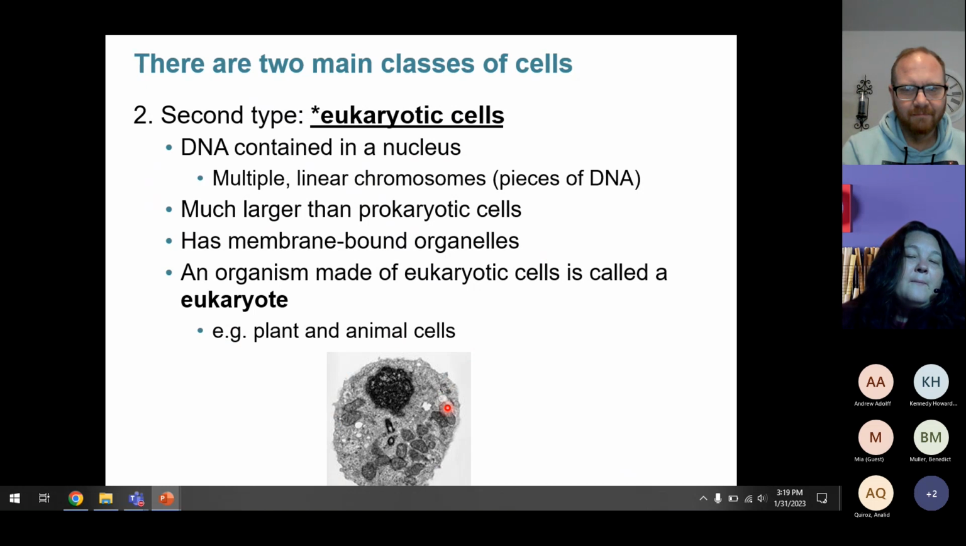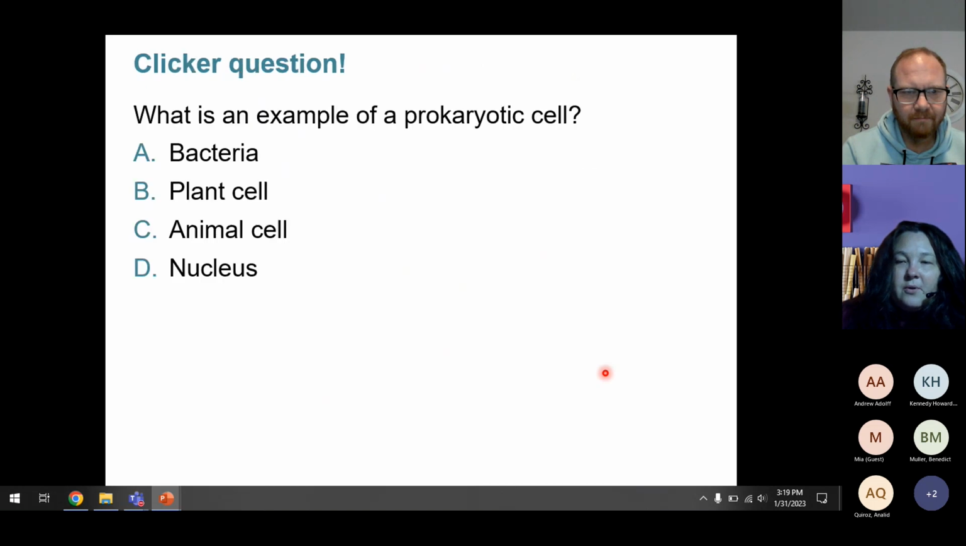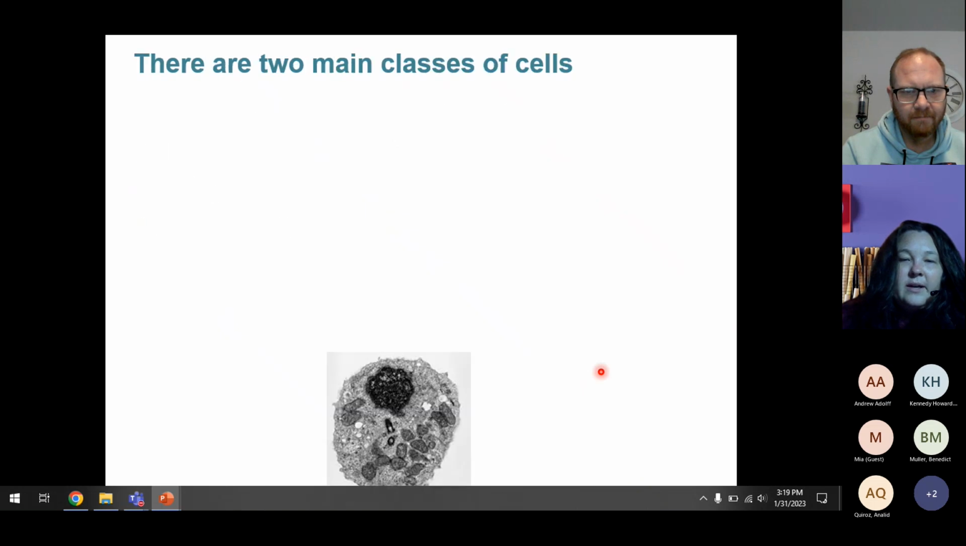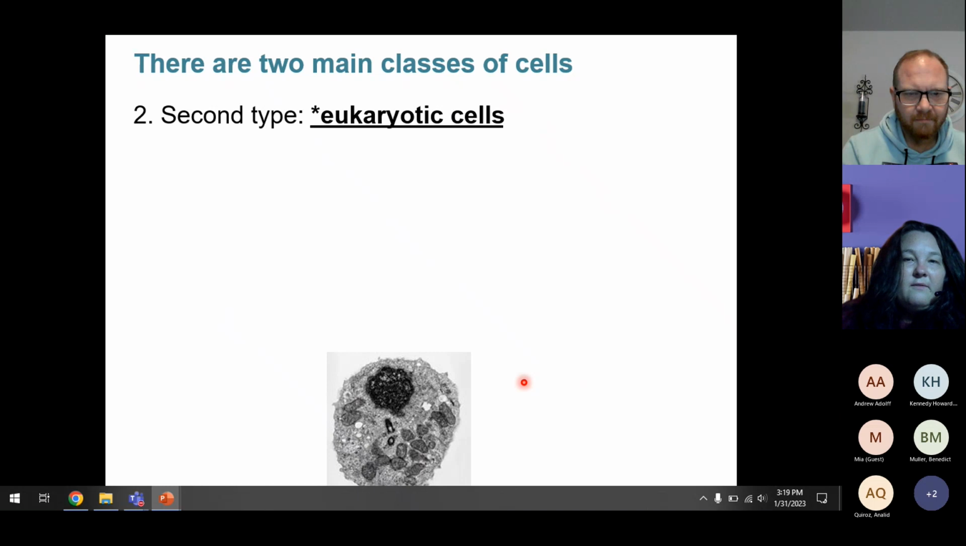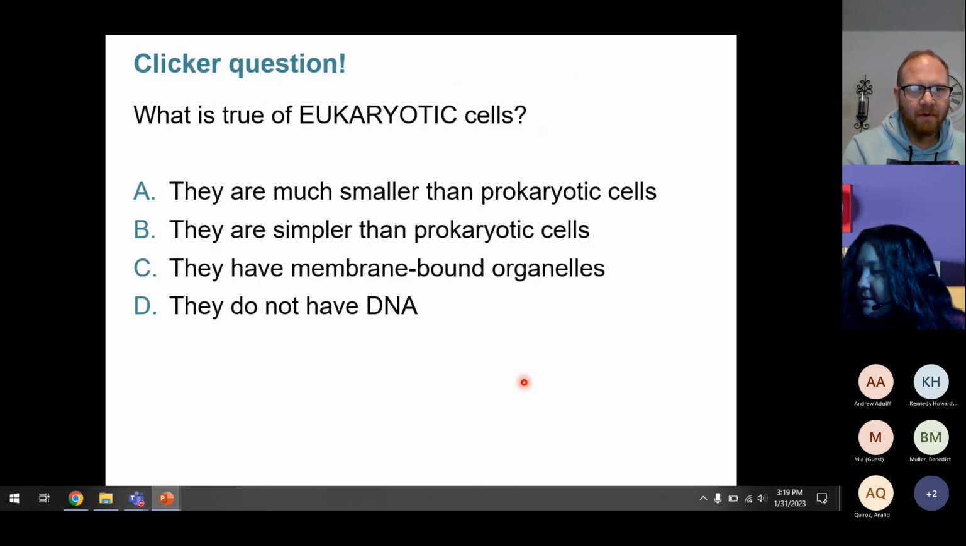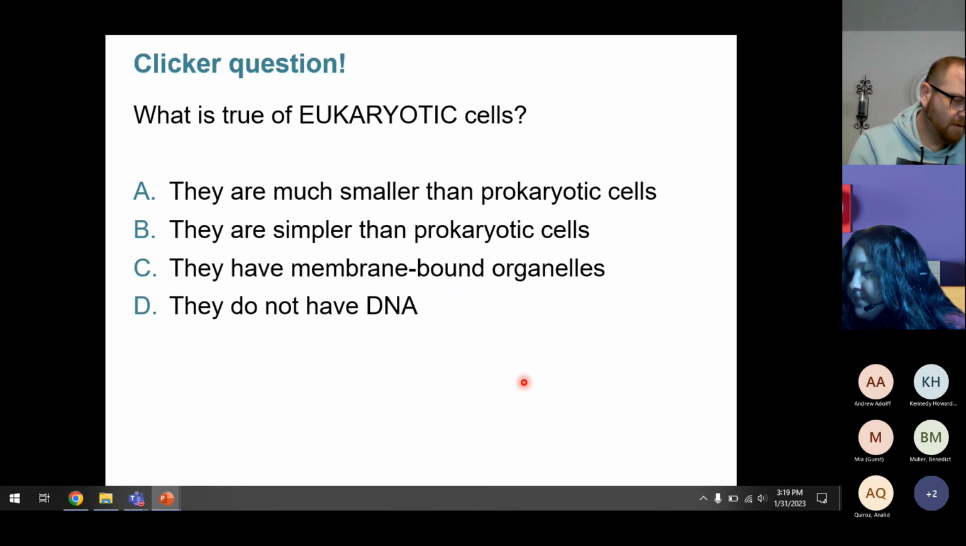Take a look at this. This is a eukaryotic cell. We have the nucleus here. You can see how it's divided into smaller packages, whereas the prokaryotic cell, everything's just kind of floating around. But the eukaryotic cell, we have all these little organelles doing their various jobs. Here is our next clicker question.